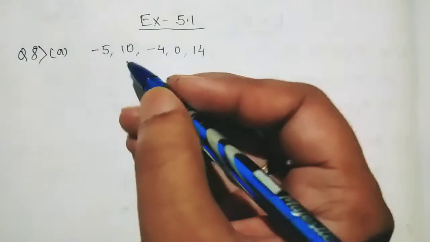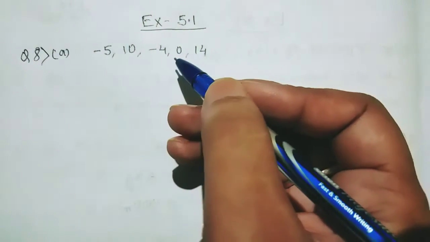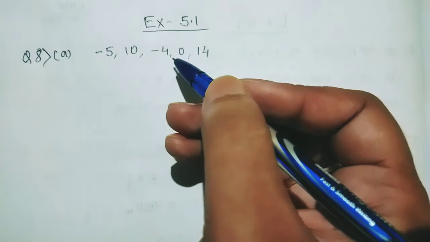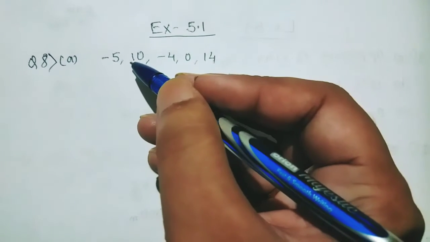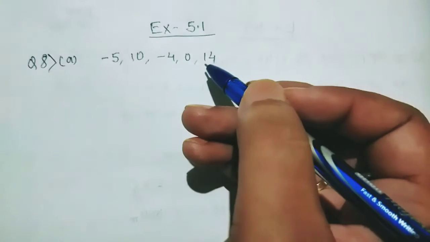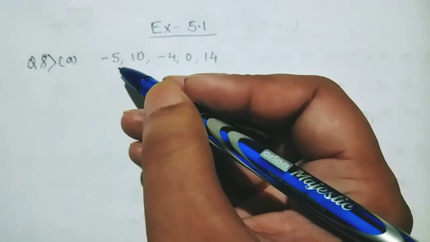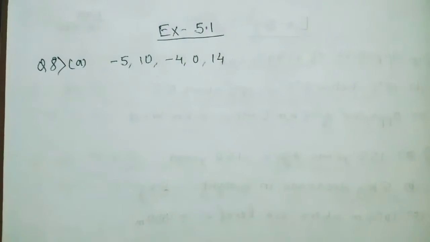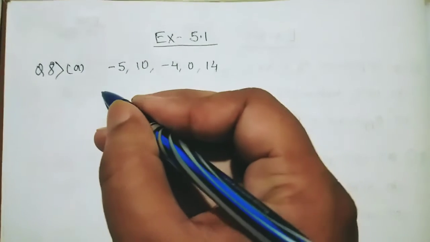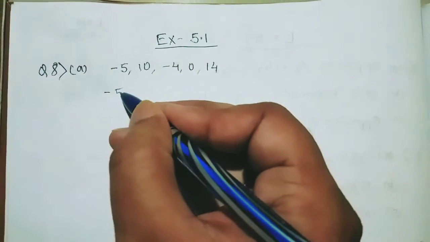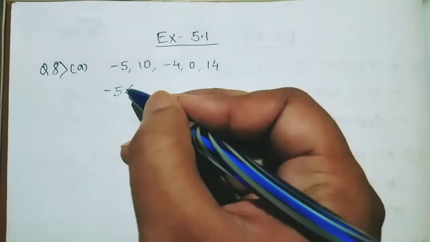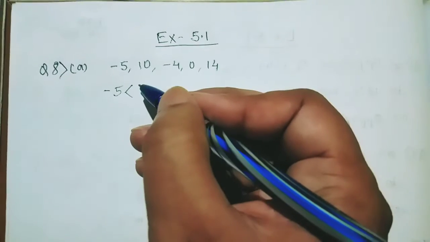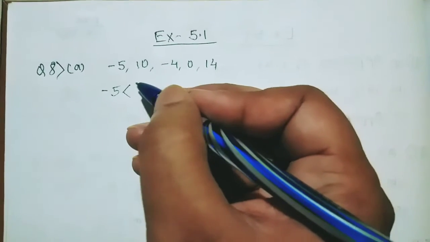So students, you can see here we'll arrange these integers in ascending order, meaning smaller to bigger. So which is the smallest number here? Minus 5, 10, minus 4, 0 and 14. Minus 5 is the smallest number. So we'll start from minus 5. Then you have to give this sign, because this is going from smallest to biggest. Do not give comma.